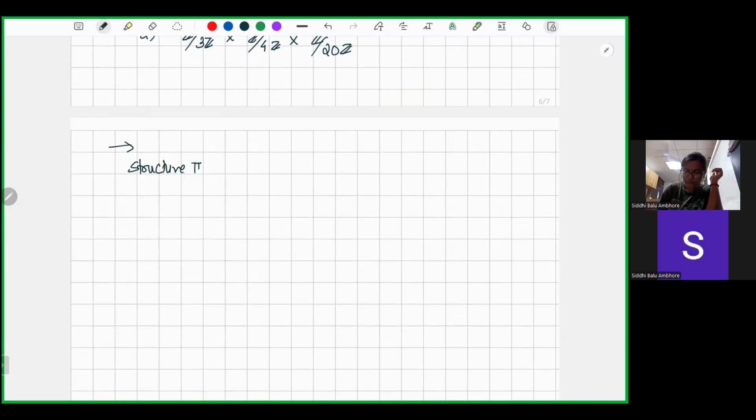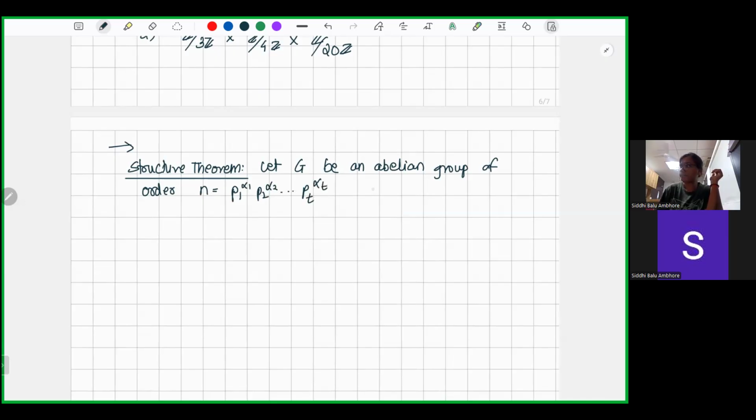The theorem which we learned is that let G be an abelian group of order n, and n is equal to p1 power alpha 1, p2 power alpha 2, up to pt power alpha t, be the unique factorization of n.